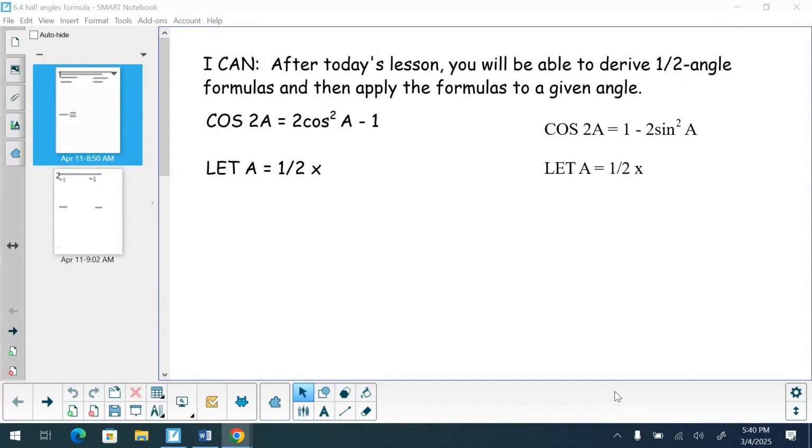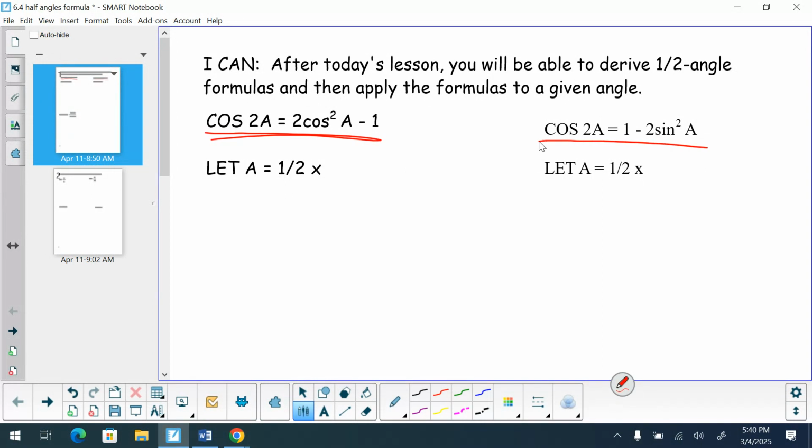We will use our double angle formulas for the cosine of 2a. We had different double angle formulas for the cosine of 2a, so we will utilize them. Okay, we're going to let a equal 1/2 x. Now this x is going to be any angle. Any angle that we want, we're going to make that the value of x. And we're going to make a substitution here. Wherever we see an a, I'm going to put in an x.